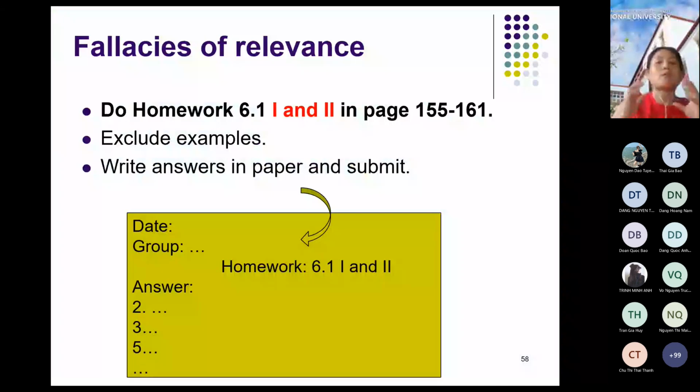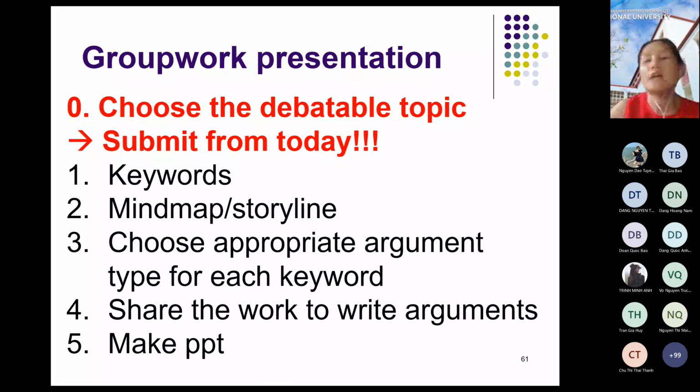But before that, remember that we are going to have homework. You don't have to take notes now. I will upload the slide on Blackboard for you to see, and I will also create assignment tasks on Blackboard later on. Today we learned chapter 3 about the argument types, and chapters 5 and 6 about the fallacies. Now you can start preparing for the group work.